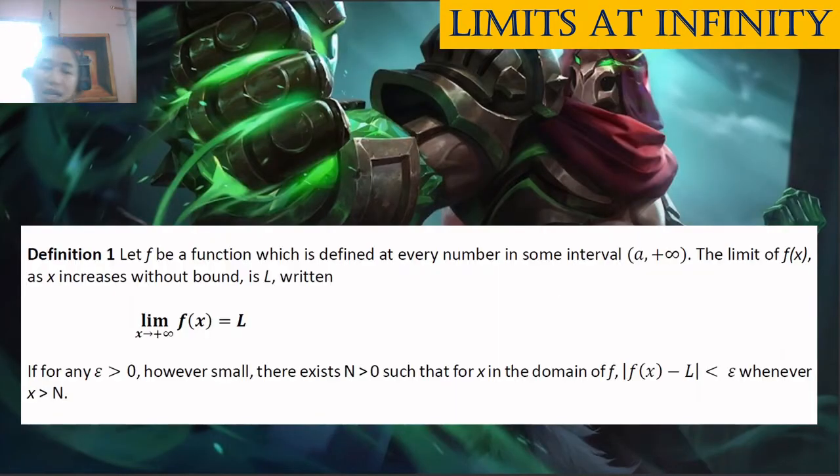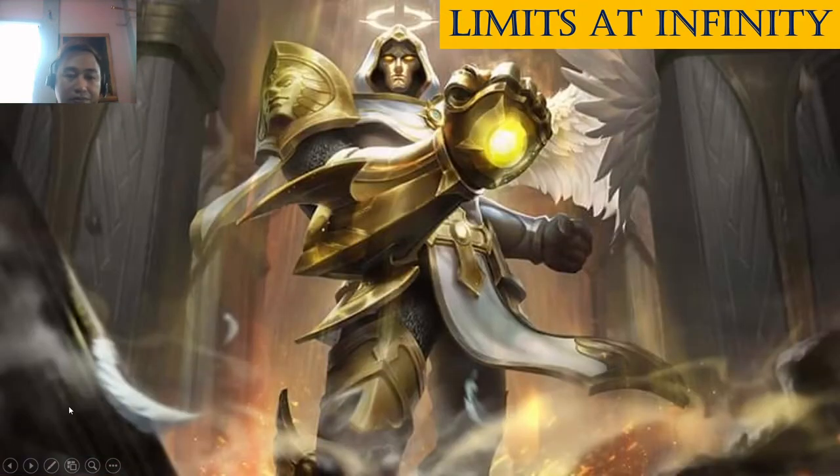Okay, first the definition, class. Let f be a function which is defined at every number in some interval a to positive infinity, excluding a itself. The limit of f of x as x increases without bound is L if for any epsilon greater than 0, however small, there exists n greater than 0 such that for x in the domain of f, the absolute value of f of x minus L is less than epsilon whenever x is greater than n.